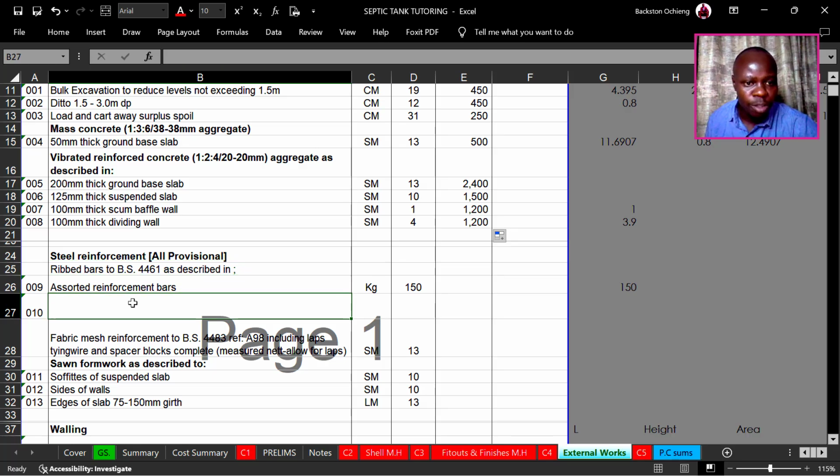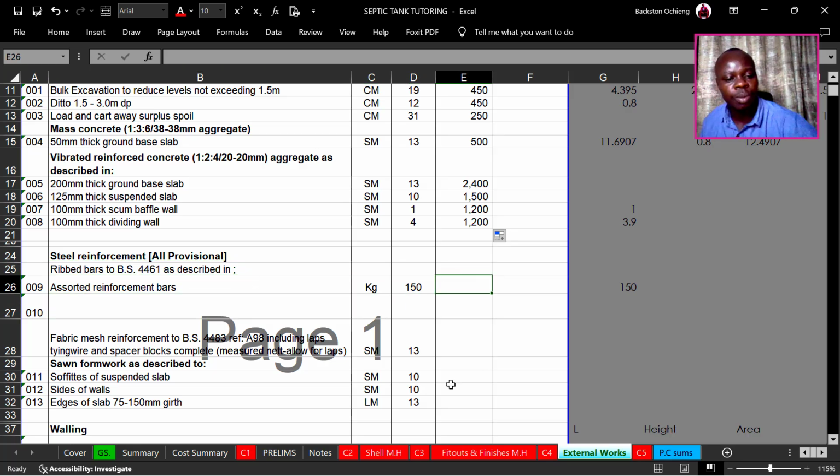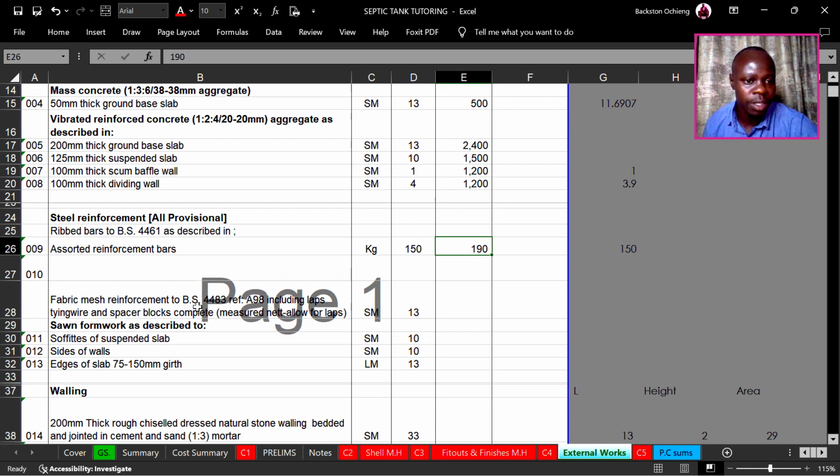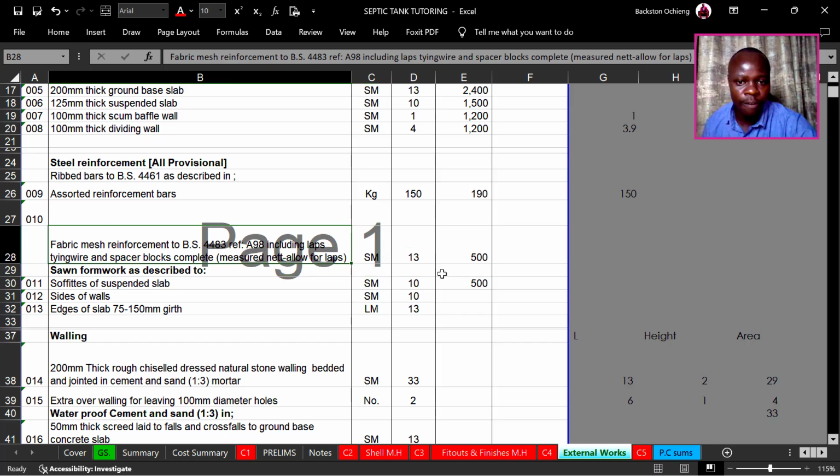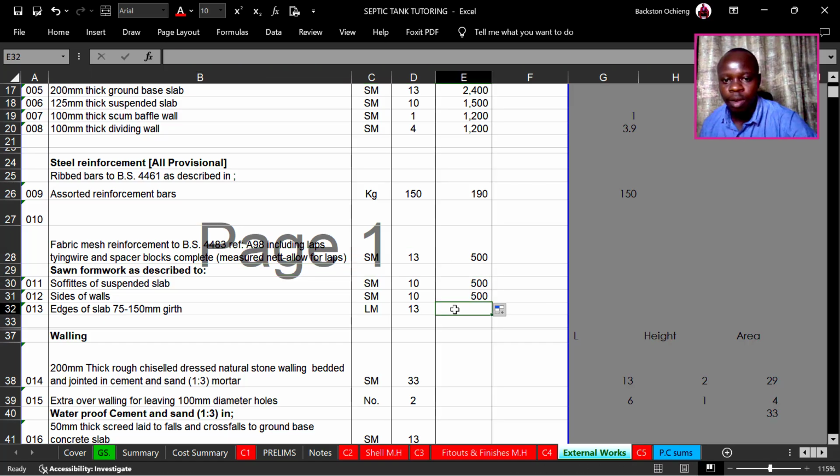Then assorted reinforcement bars. At the moment the supply rate is around, let me say, 140, but plus fixing rate you can get it at around, say, 190 per kg supply and fix. Then BRC mesh, take 500. Then formwork we can take as well 500 per square meter. Then we prorate the one for the linear, so we multiply by 0.15. That gives you 75.